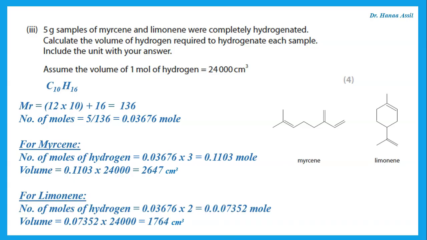What about limonene? The same, but the limonene has 2 double bonds, so it will need twice the number of moles. So the number of moles of hydrogen will be twice the number of moles of the compound, and the volume is the number of moles times 24,000 to give the volume in centimeter cubed.